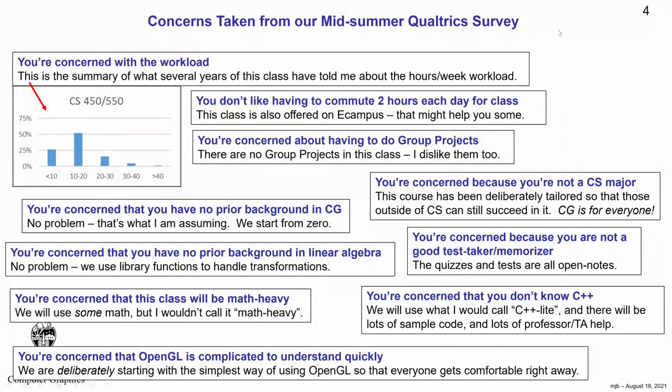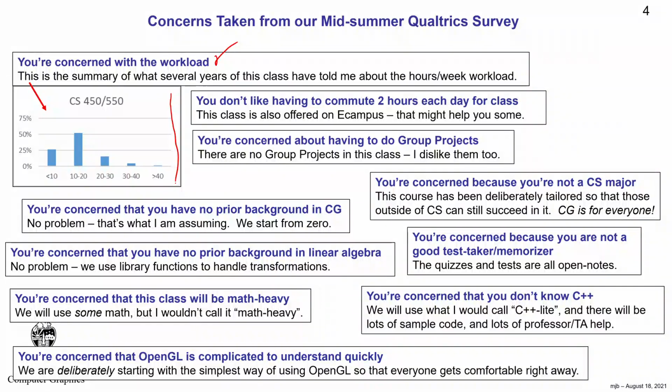All right. In the middle of the summer, I sent out a Qualtrics survey and asked what people's concerns were. And I got back some really good answers. So I wanted to address this now in case you are nervous. First of all, many people said they're concerned with the workload. And yes, there is a certain amount of workload because, after all, if there wasn't, why would you be doing this? Over the course of several years, I asked students in the ESETs what amount of time they put into the class every week, and this is kind of the cumulative result.